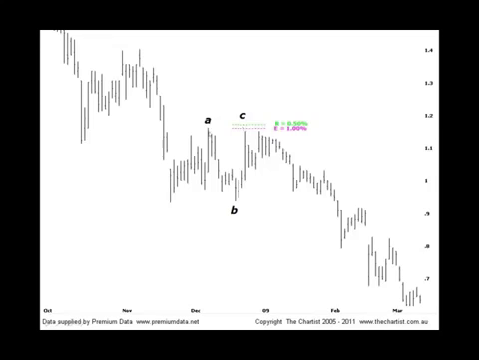But the more important thing with the flat pattern is that wave C terminates at or near this wave A high. The key element is this high has not been penetrated, so you would have been stopped out if you had held on to a short position after entering on this bar right here.